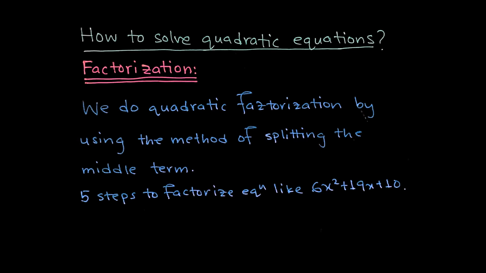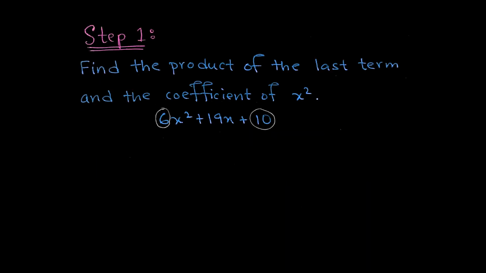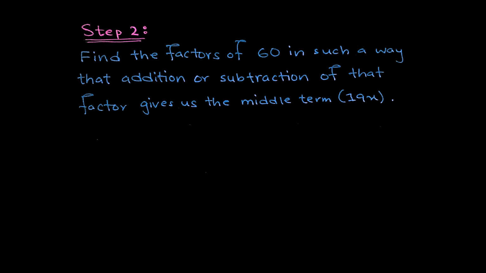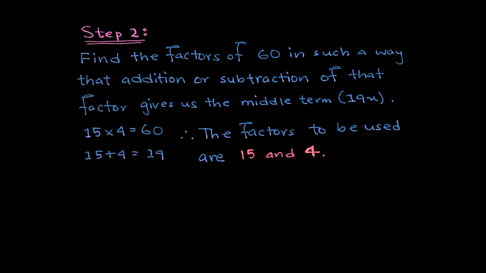I'll show you the process of quadratic factorization in 5 small steps using the example 6x squared plus 19x plus 10. Step 1. We'll find the product of the constant term and the coefficient of x squared. Here those are 6 and 10, so the product comes to 60. In the next step, we'll find the factors of 60 in such a way that addition or subtraction of those factors is the middle term 19x. Following the step, the factors will be 15 and 4, where 15 times 4 is equal to 60 and 15 plus 4 is equal to 19.